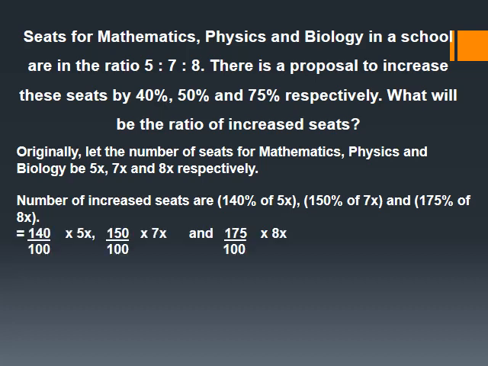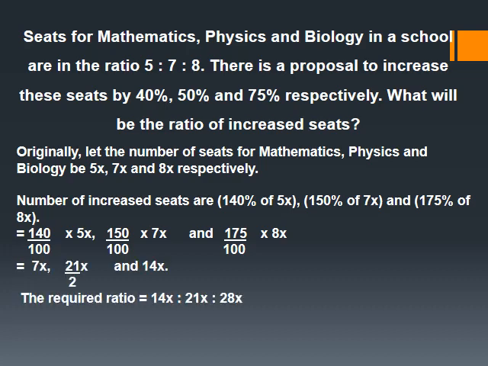So what would that be? We can say 140 of 5x divided by 100, 150 of 7x divided by 100, 175 of 8x divided by 100. Why divide by 100? Because it is percentage. Whenever we say the percentage of something, we divide that by 100. Like 40% of 5 means 40 times 5 divided by 100. Similarly, 140% of 5x means 140 times 5x divided by 100.